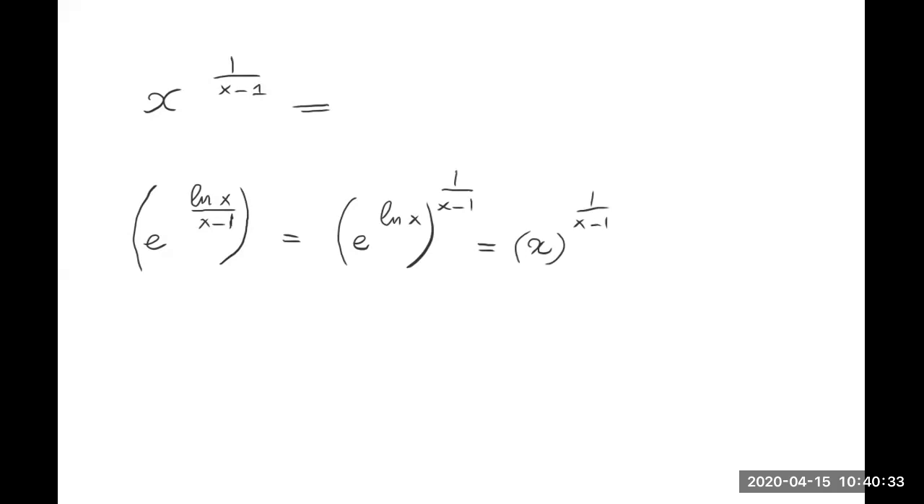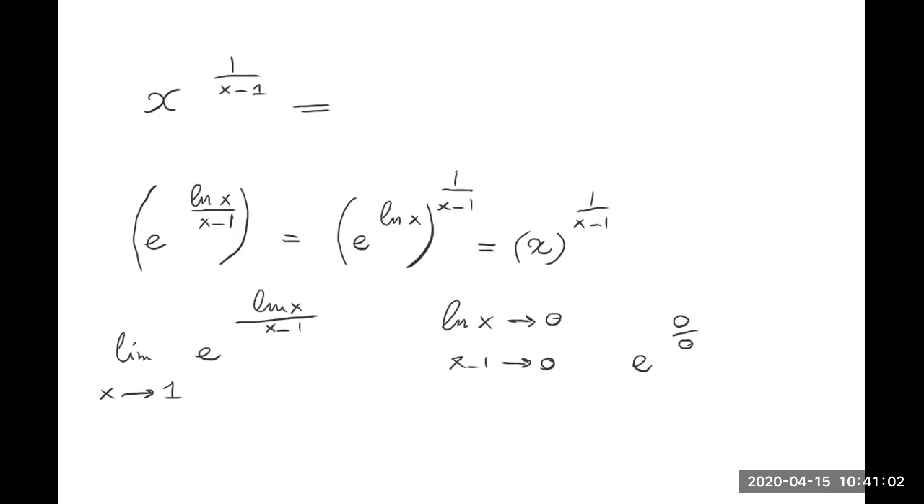Now let's see if it makes things easier. Can we compute the limit of e to the ln of x over x minus 1 when x goes to 1? Okay, let's again try to do what we did before. When x goes to 1, ln of x goes to 0. x minus 1 also goes to 0. So here we would get a kind of 0 over 0 situation. What can we do about that? That's also a problem.